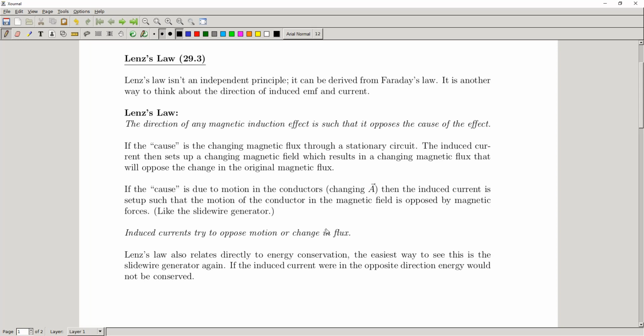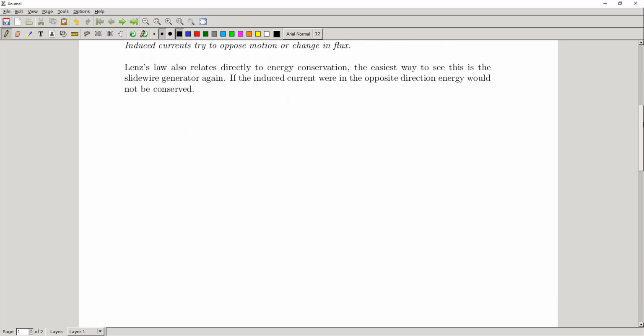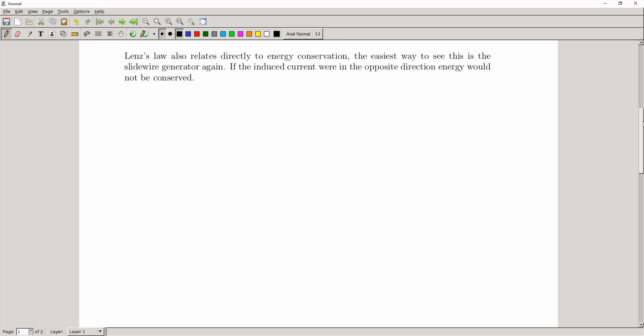Another way to think about Lenz's law is that it relates directly to energy conservation, and the easiest way to see that is to look at the slide wire generator problem again. Energy conservation is one of the key principles at the heart of really all of physics. We can't have energy being created or destroyed. It's just changing forms.